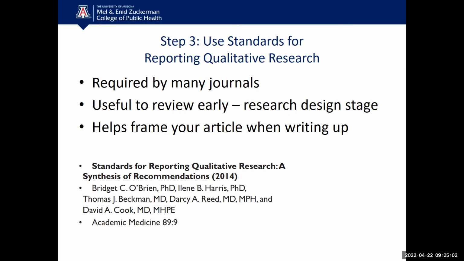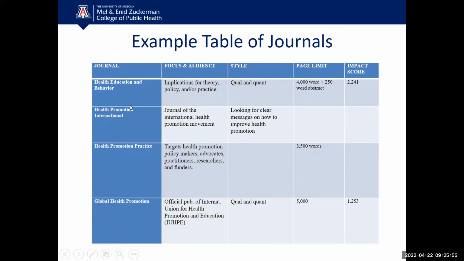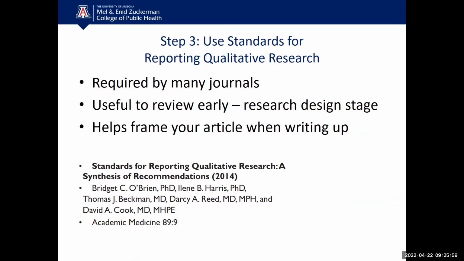So the third thing that I wanted to talk about is that there are several standards for reporting qualitative research. And again, the earlier you look at these, the better. They are increasingly required by many journals, and it's very useful to review these early, even as soon as when you're designing the research, and it will help to frame your article when writing up. So one example of this is the Standards for Reporting Qualitative Research, a synthesis of recommendations by these authors, written in 2014 and published in Academic Medicine 89/9. Now, this is the one that is actually required by the journal Health, Education and Behavior, and probably many other journals now. So you can look that up on the internet.